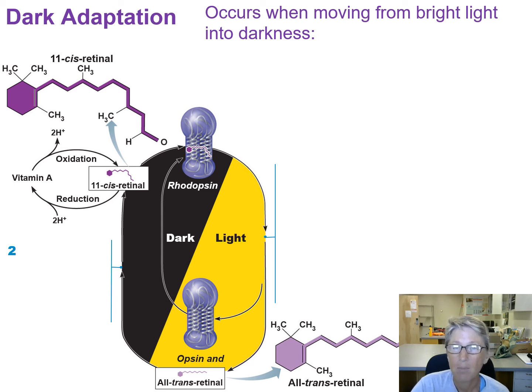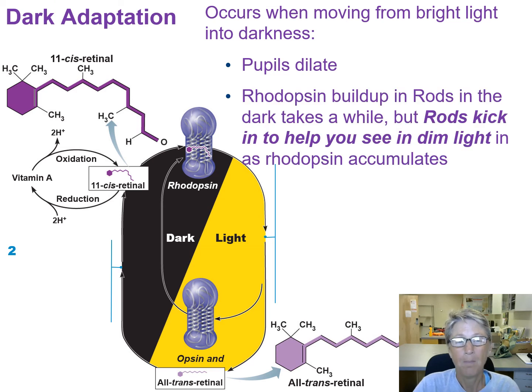Dark adaptation occurs from moving from bright light into darkness. You've noticed that if you go from bright light into darkness, your pupils are going to get bigger. When you're in the dark, the rhodopsin builds up in the rods, and then the rods will kick in to help you see in dim light as you get more and more rhodopsin.